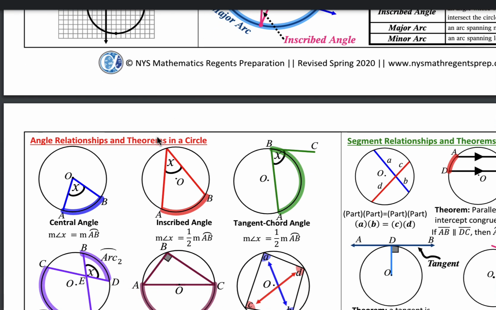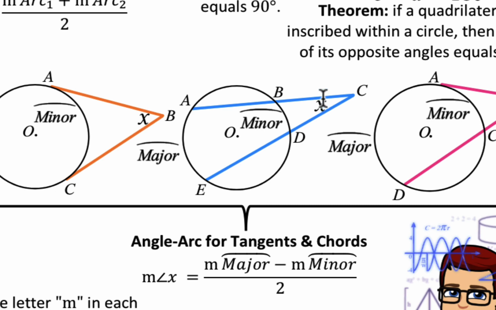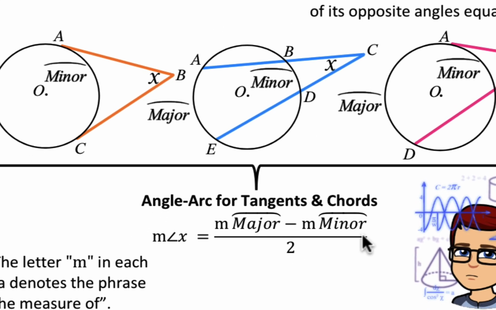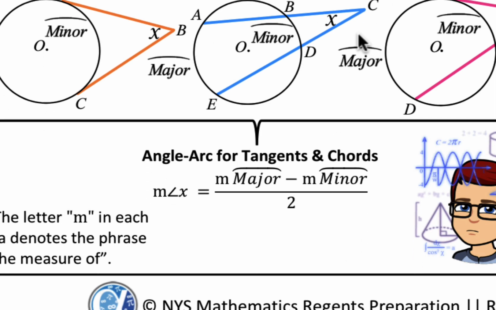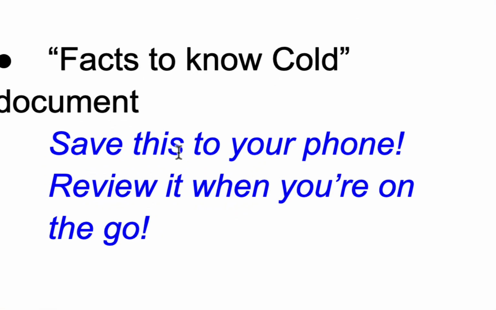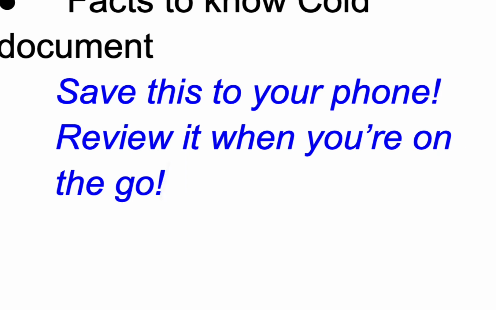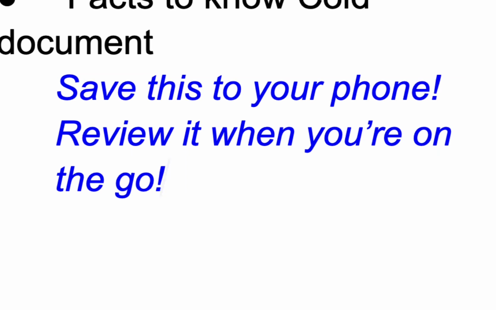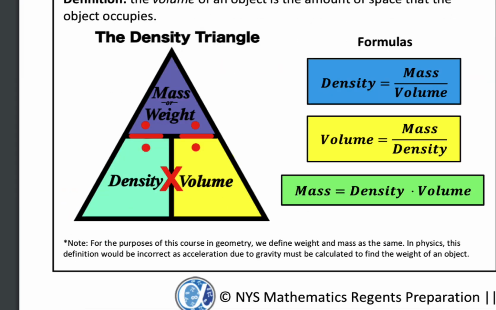So many fun things. Here's, I know when we're looking for an angle and it's outside of the circle, that's a negative thing, right? Big arc minus small arc divided by 2 equals that angle. It's all right here. So what you guys want to do is click this link, and then you want to save it to your phone, and you want to review it when you're on the go, when you're on the subway, on the bus, hanging out, doing laundry. This is absolutely where you want to spend your time.